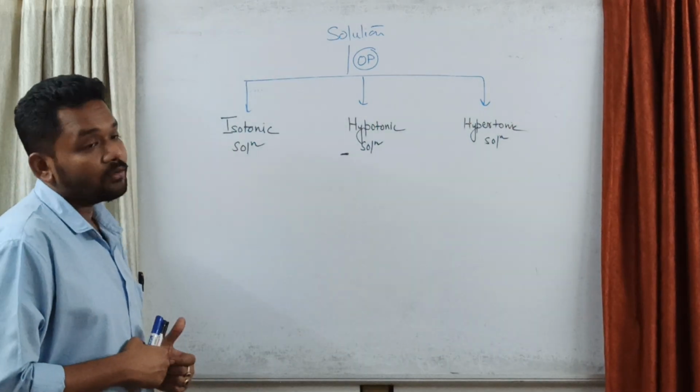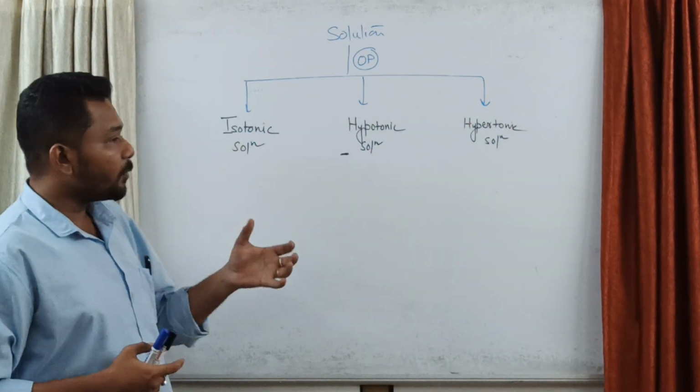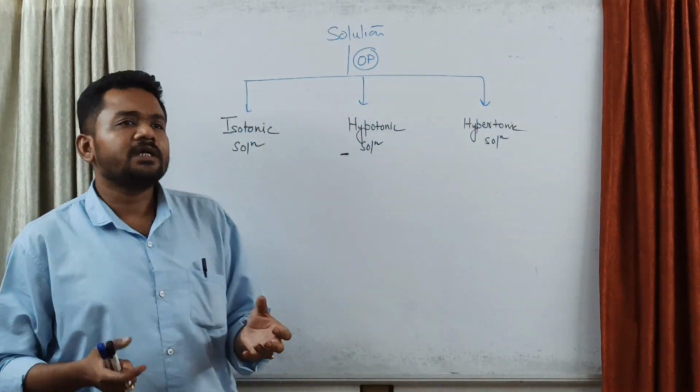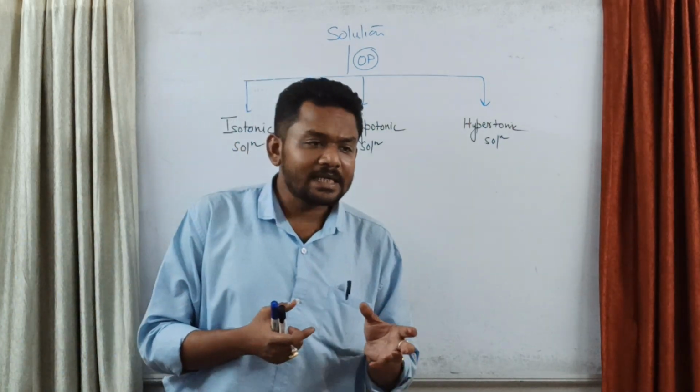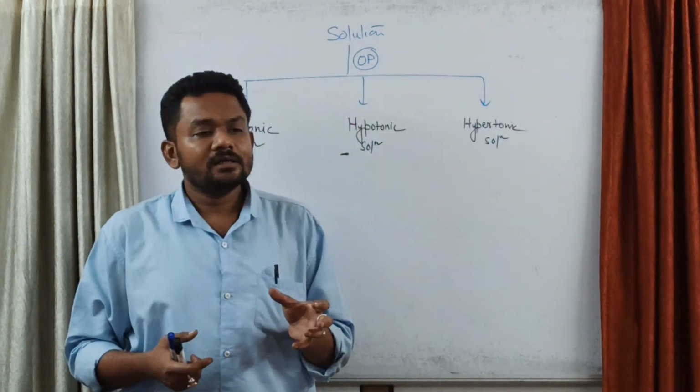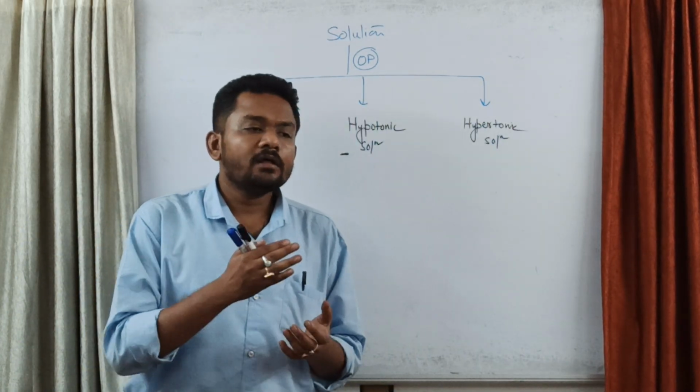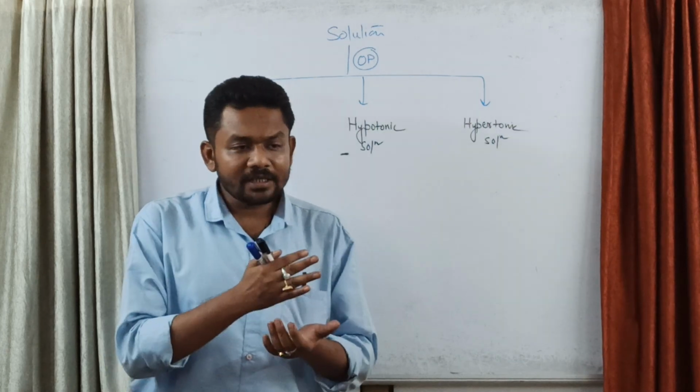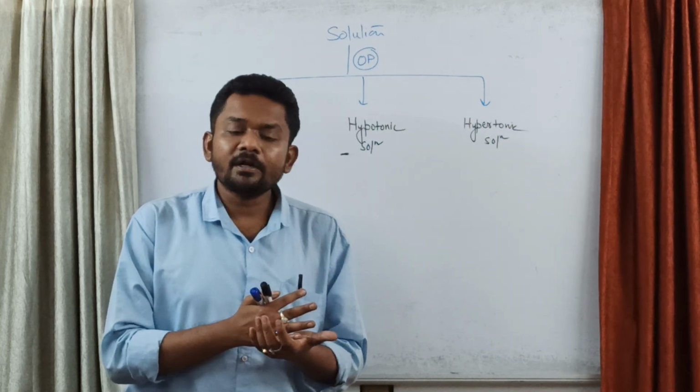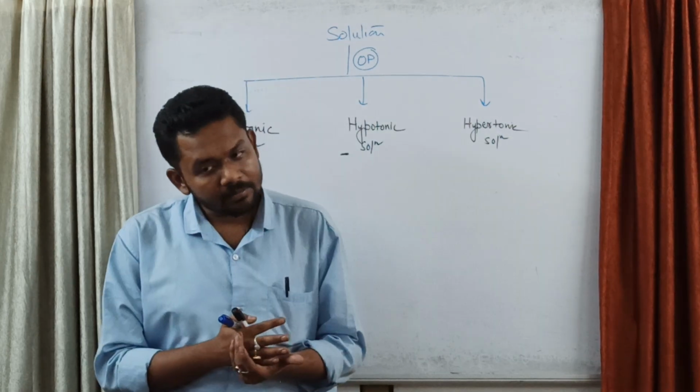So here you have to apply this isotonic concept. Suppose any person's blood cell is basically consisting of cell membrane. So when there is a cell membrane, it will act as SPM, semi permeable membrane.